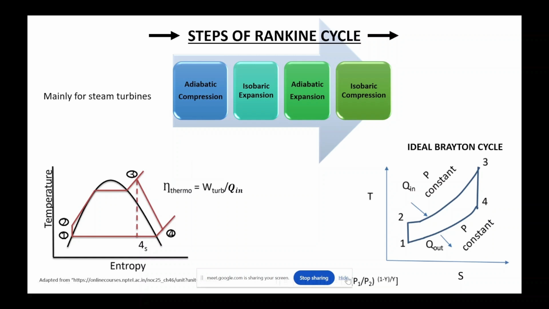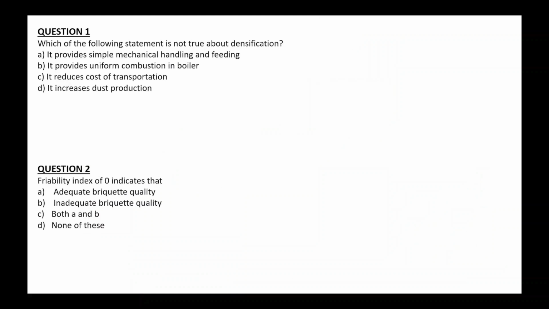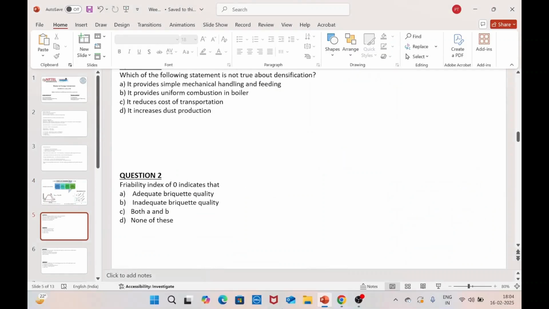This is the formula for calculating the efficiency of the process, which is 1 minus T1 by T2, or you can also write it in terms of pressure as 1 minus (P1 by P2) raised to the power (gamma minus 1) by gamma, where gamma is the specific heat ratio, Cp by Cv. Cp is the specific heat at constant pressure and Cv is the specific heat at constant volume. So this is about the Rankine cycle and Brayton cycle.